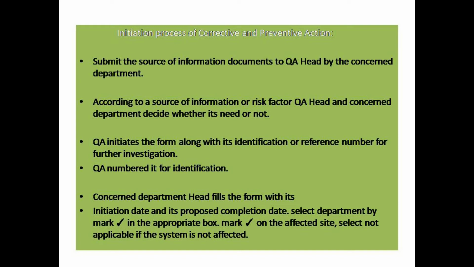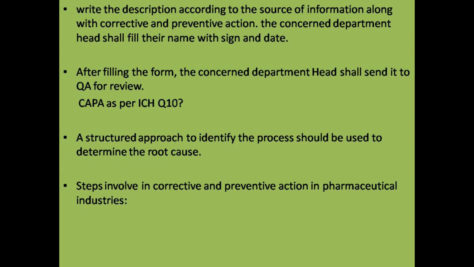Select department by marking the appropriate box. Mark the affected site; select not applicable if the system is not affected. Write the description according to the source of information, along with corrective and preventive action. The concerned department head shall fill their name with sign and date. After filling the form, the concerned department head shall send it to CAR for review. CAPA as per HQ 10. A structured approach to identify the process should be used to determine the root cause.